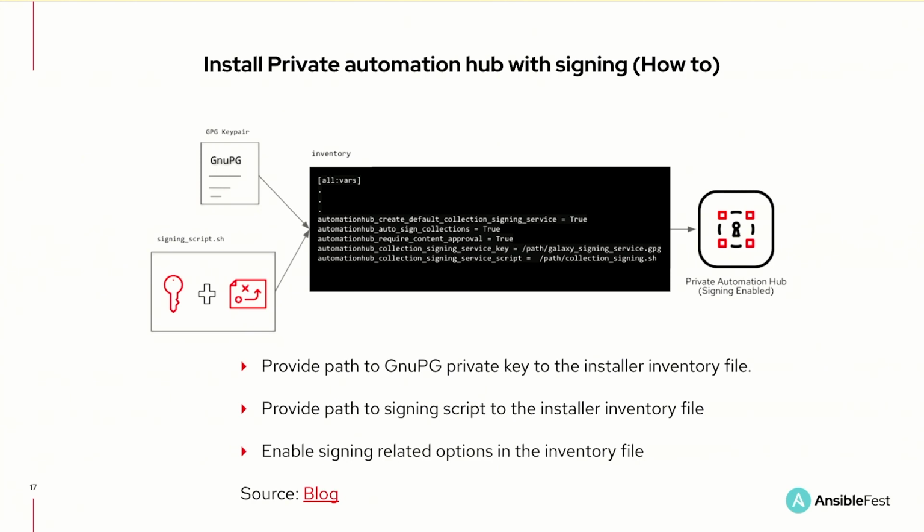So check the last two variables. These are Automation Hub collection signing service key. That is your private key to sign artifacts on the Private Automation Hub. So whenever you upload a collection, this key will be used to sign that collection.